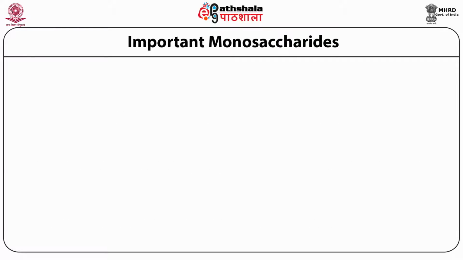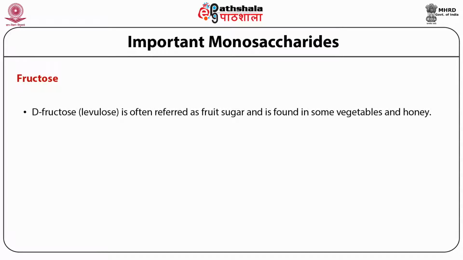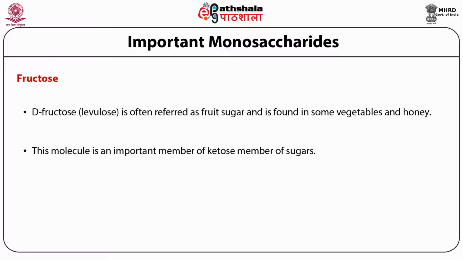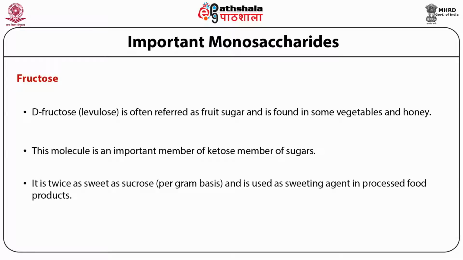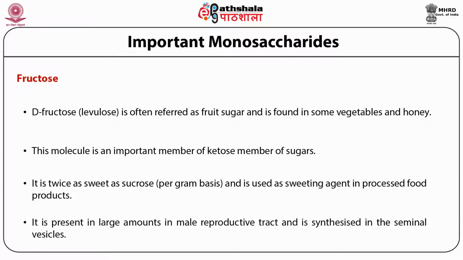Important monosaccharides: in the case of fructose, D-fructose, also known as levulose, is often referred to as fruit sugar and is found in some vegetables and honey. This molecule is an important member of the ketose sugars. It is twice as sweet as sucrose on a per gram basis and is used as a sweetening agent in processed food products. It is present in large amounts in the male reproductive tract and is synthesized in the seminal vesicles.